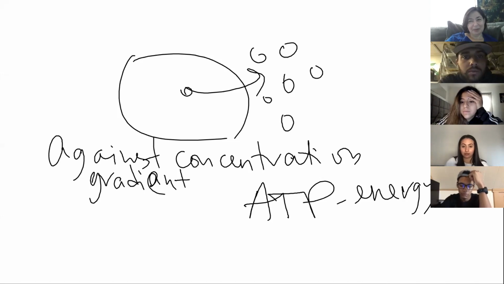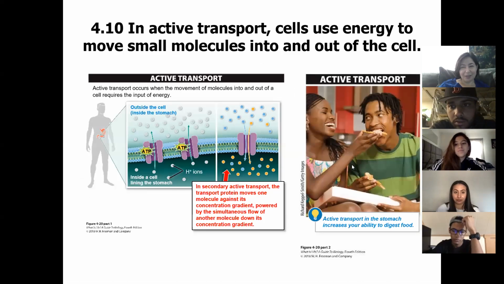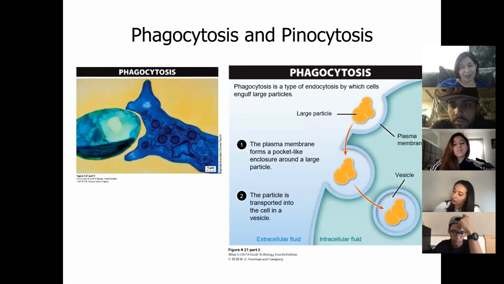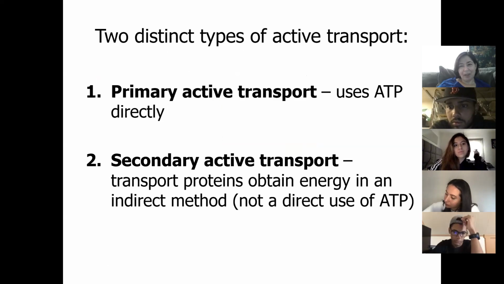So for active transport, you have to eat well, so you're gonna have this energy. And active transport is divided into primary and secondary. Primary active transport, they have to use ATP directly. Last time, I'm gonna share the widescreen, sorry for me going back and forth.